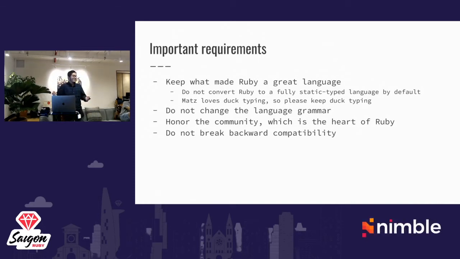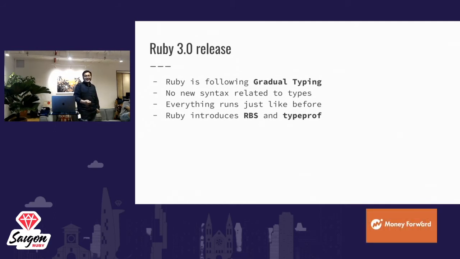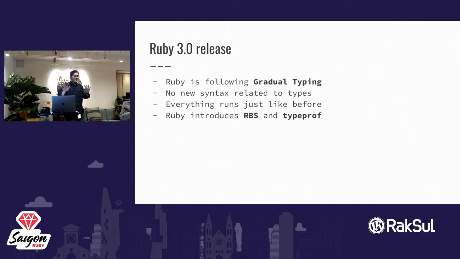So now what? Okay. In the Ruby 3.0 release, Ruby decided to follow gradual typing. This is the first item. And it's lucky for us, there is no syntax related to types introduced. Everything is kept the same. Everything runs the same. And Ruby introduced two new components for the typing infrastructure, RBS and TypeProf. I will talk about that in the next slide.